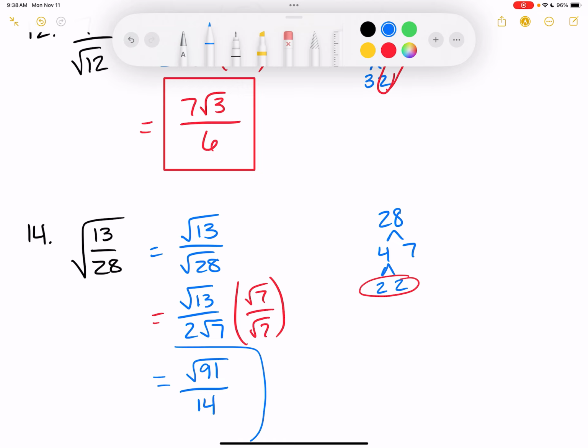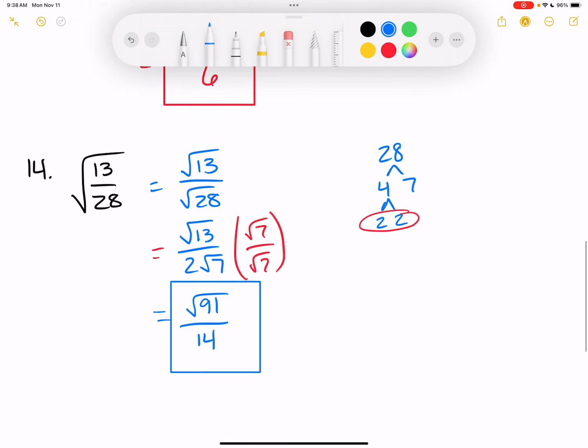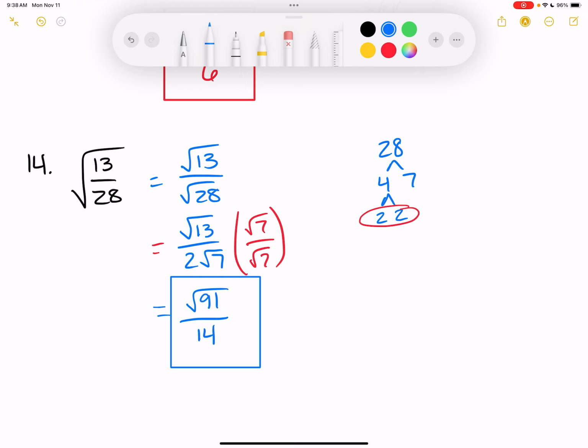Did you know that 91 is a prime number? How could it be a prime number if you just multiplied 7 and 13? I didn't know that. Oh yeah, we did do that. Wait a minute. 7 times 13 is 91. What's the only even prime number? 2.